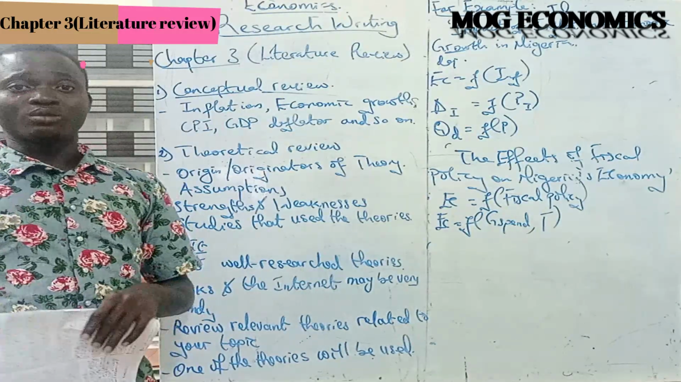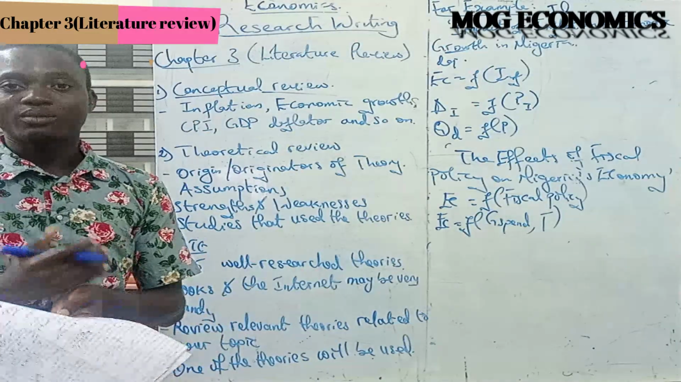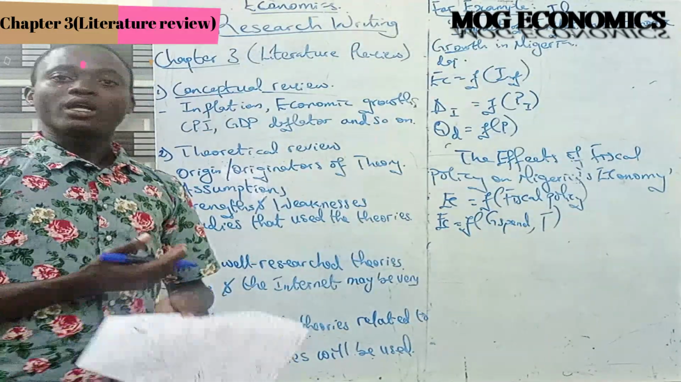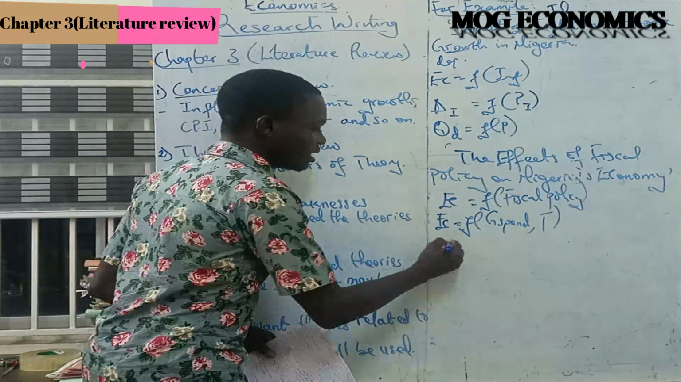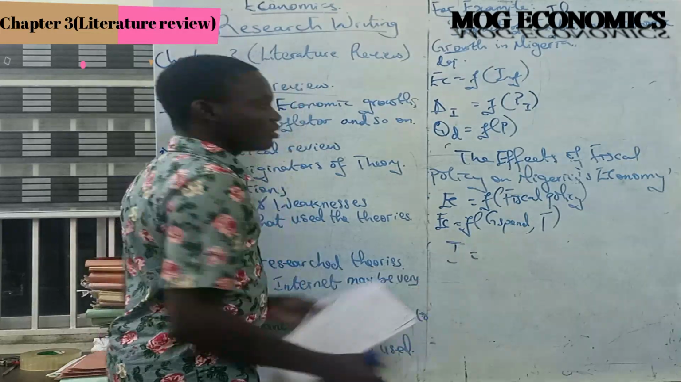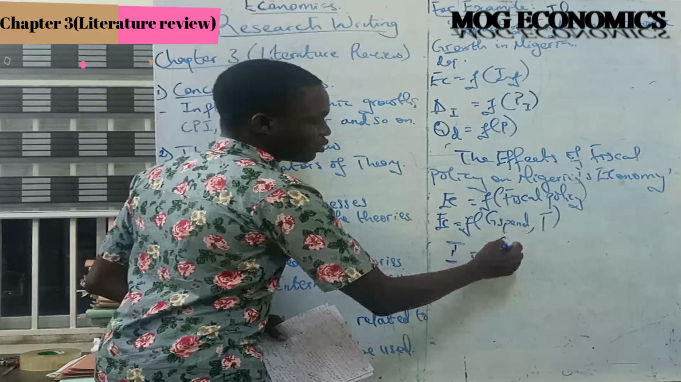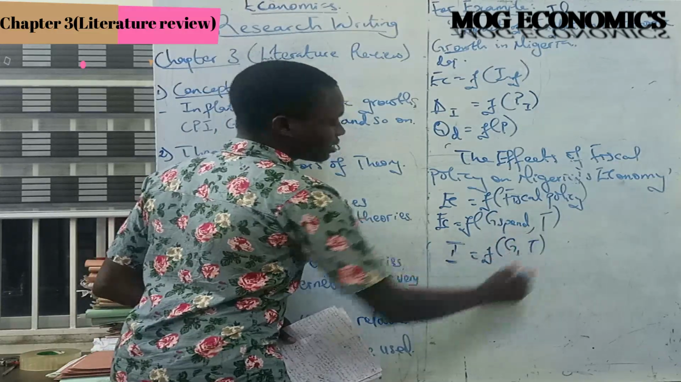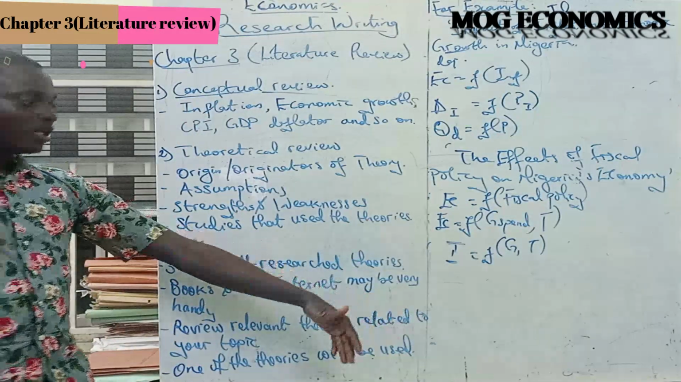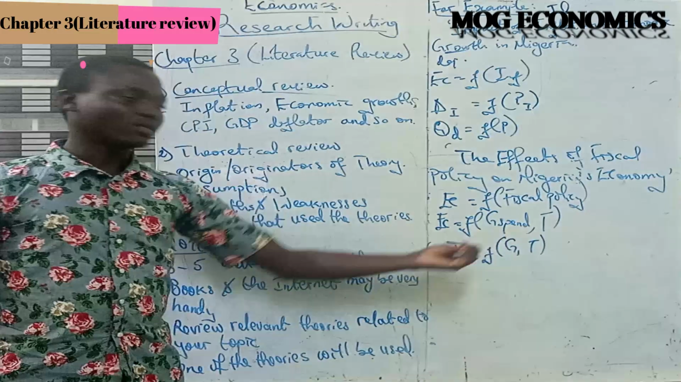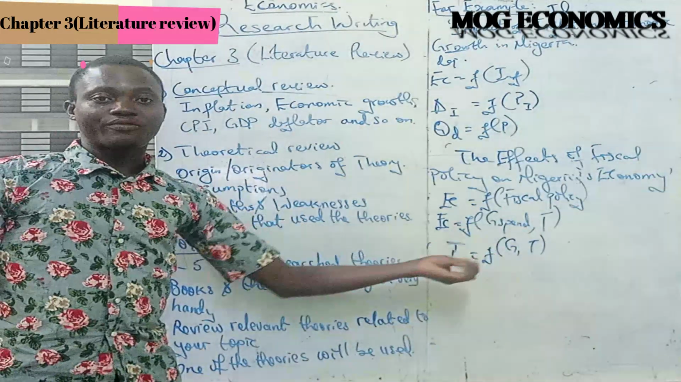So what other measure could you use for Nigeria's economy? You could talk about investments. If a country's investment is increasing, it is showing that the economy is growing. So I could say I'm denoting Nigeria's economy with investment. Investment being a function of government spending, G, and taxes, T. So I want to check the impact of government spending and taxes on investments in Nigeria. How do these things affect Nigeria's investment?